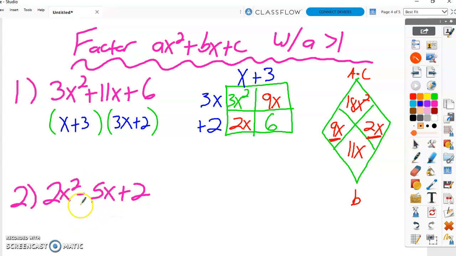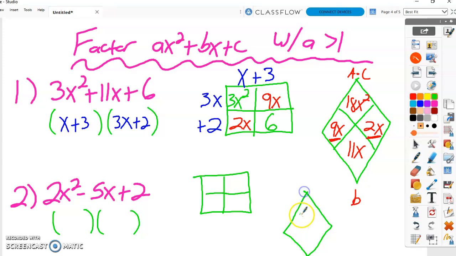All right, if you want to pause the video and try the second one, feel free. Otherwise, I will run through it again real quick. Again, if you want to try to guess and check, punching in the numbers into the parentheses, feel free. Otherwise, I'm going to set up my box and my diamond. Very poor diamond.